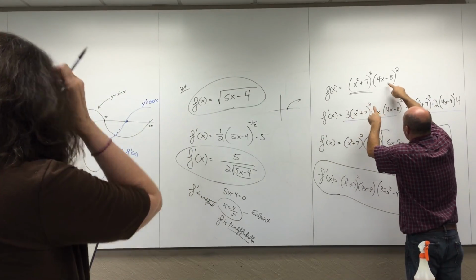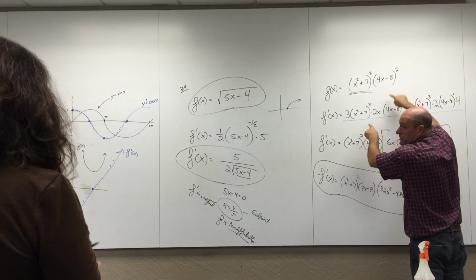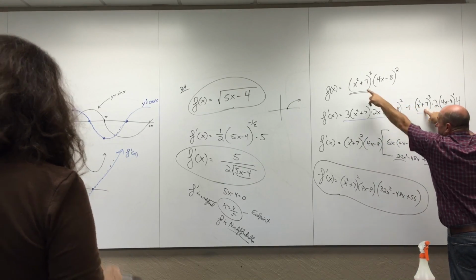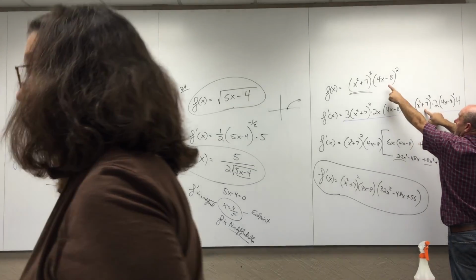Then I went over here and I just had to write him down, right? That's part of the product rule. Then I went over here and I wrote him down. And then I did his derivative. And that brought the 2 down.